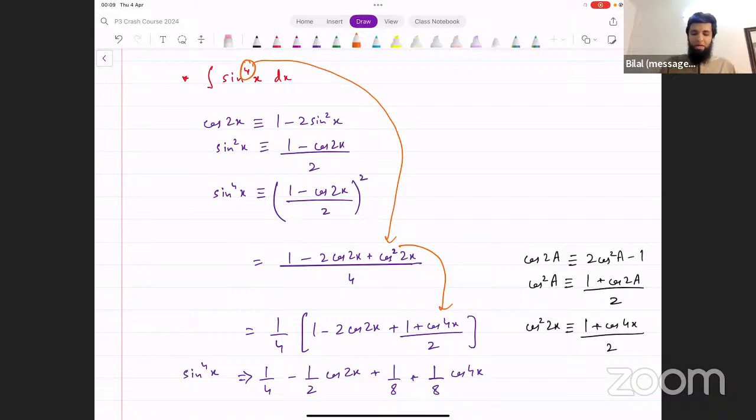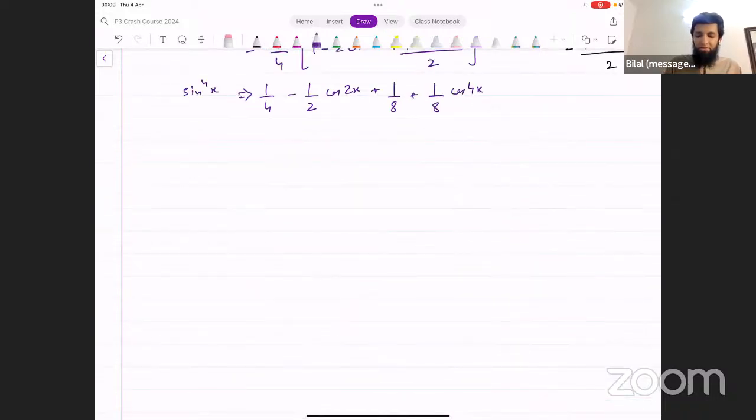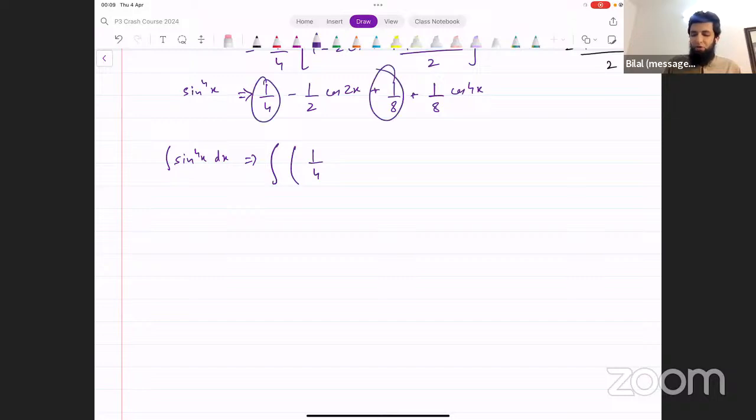Okay. So now that we know sine raised to power 4x can be written like this, we can say the integral of sine raised to power 4x with respect to x can be the integral of 1 over 4 plus 1 over 8. By the way, what's 1 over 4 plus 1 over 8? 3 over 8? Yes. So this becomes 3 over 8 minus 1 over 2 cos 2x plus 1 over 8 cos of 4x. And now we can integrate this whole thing.